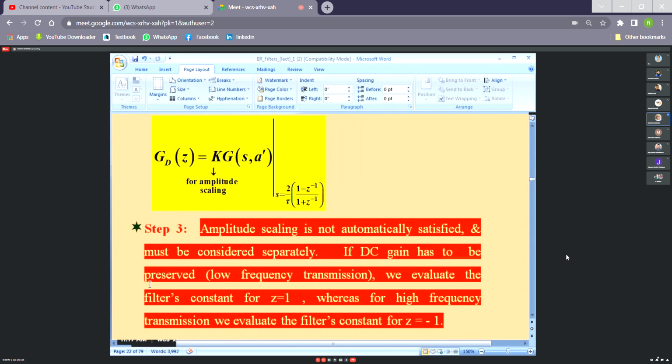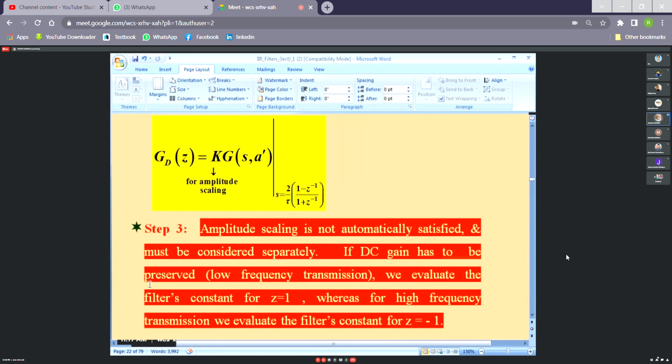Because for obtaining the high frequency gain in case of analog filters, you have to substitute omega equal to infinity. But in case of discrete time filters, the maximum frequency of interest is omega s by 2. So what is the corresponding Z? E to the power s tau. That means e to the power j omega s by 2 into tau. That means e to the power j pi. E to the power j pi means -1.